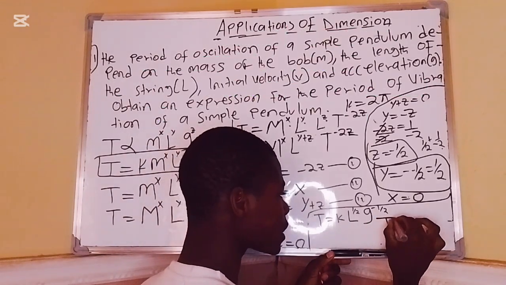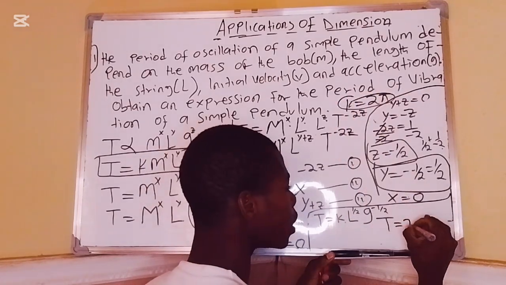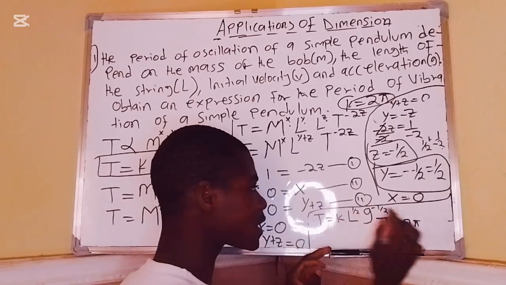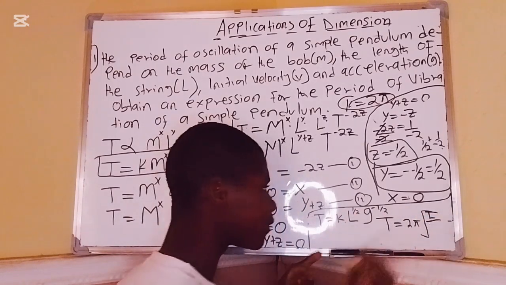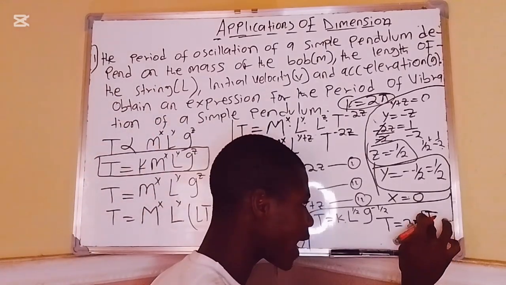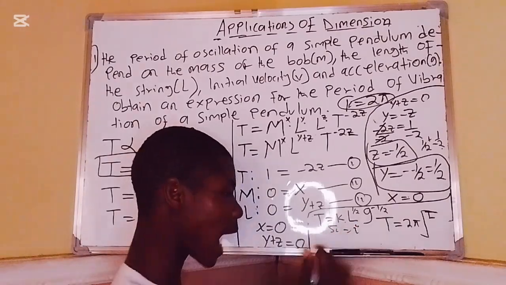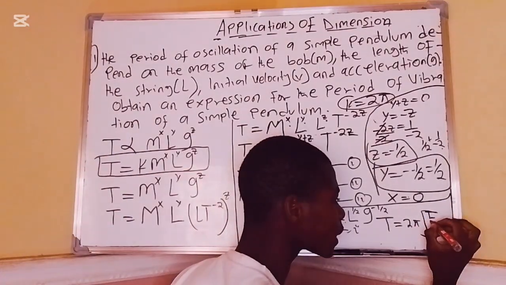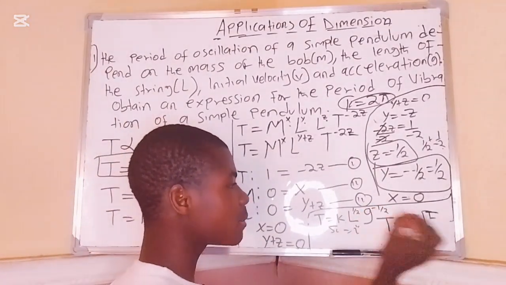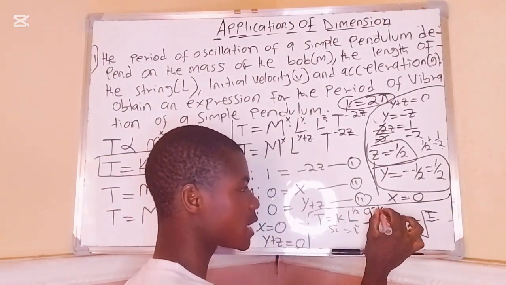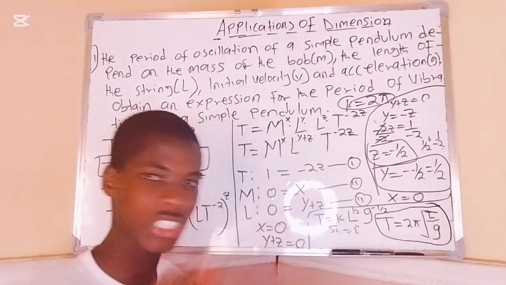I hope you're seeing it. T will be equal to k, and I say k should now be 2 pi. So the L is in square root, it is the same thing as saying square root of L divided by g. Root of L is the same thing as L to the half. Since I have g to the power of negative 1 over 2, this negative is the same thing as over, and this half is the same thing as g having the square root. So this is the expression.